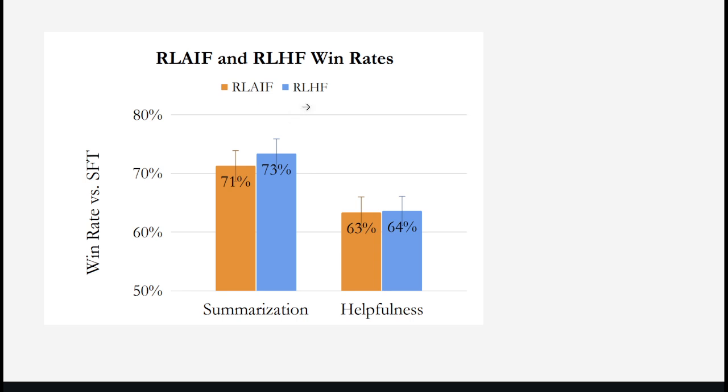You can see that RLHF is still better than RLAIF, but not by much. So the winning rate is slightly different. Let me explain this graph. They ask the RLAIF model to fight with a model trained using only SFT, and the blue number indicates, when they compare an RLHF with SFT, what is the winning rate of RLHF?